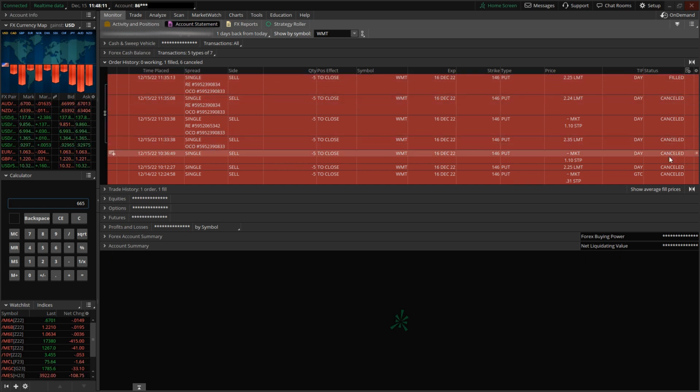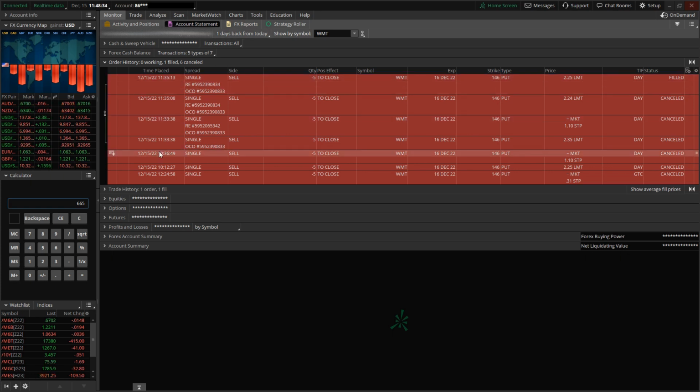And all of these orders were canceled because I was adjusting the take profit prices. But this is the order here that was executed at $225. So it hit my target price. So overall, this was a good trade. Again, this was a position that I saw happening the other day.